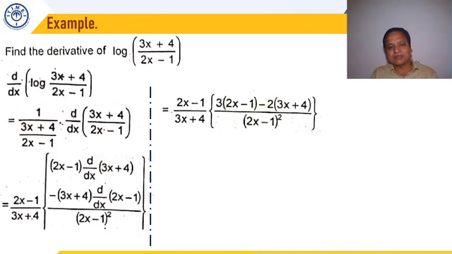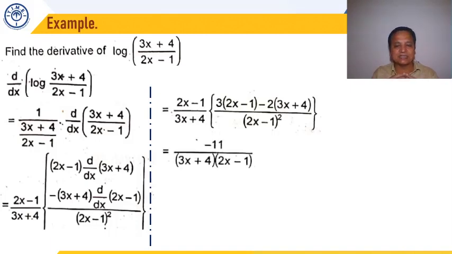So when we solve the expression, we get minus 11 in the numerator, and 2x minus 1 in the numerator, and 2x minus 1 whole square in the denominator. One 2x minus 1 will cancel out. So this gives us minus 11 upon 3x plus 4 into 2x minus 1. So this is the differentiation of log of 3x plus 4 upon 2x minus 1. So the answer is minus 11 upon 3x plus 4 into 2x minus 1.